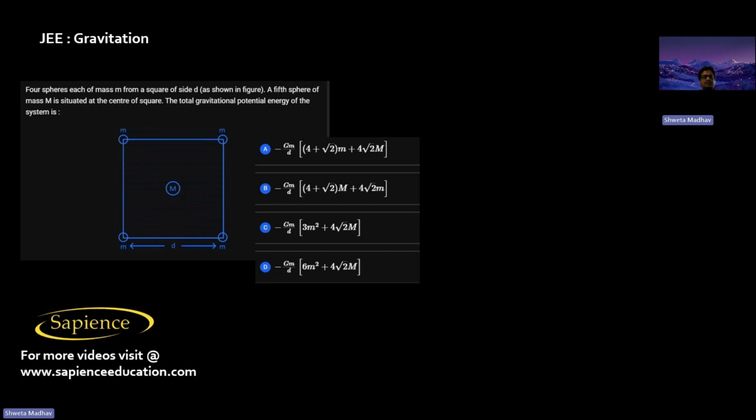When it is told 4 spheres, each of mass m, form a square of side D as shown in figure. A fifth sphere of mass capital M is situated at the center of the square. The total gravitational potential energy of the system is, so this is the total gravitational potential energy.